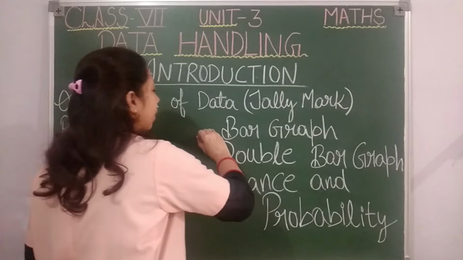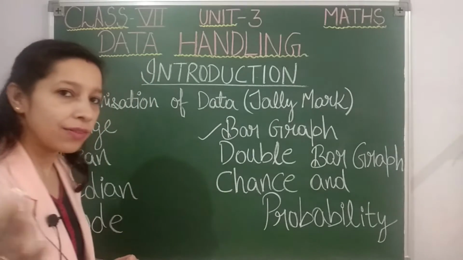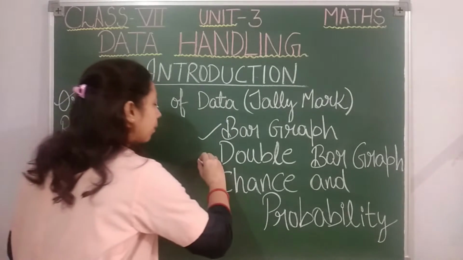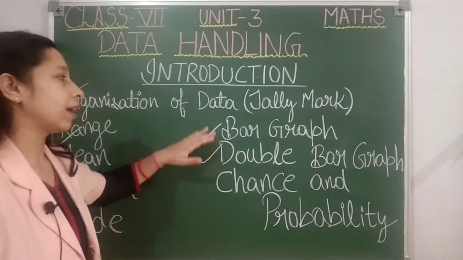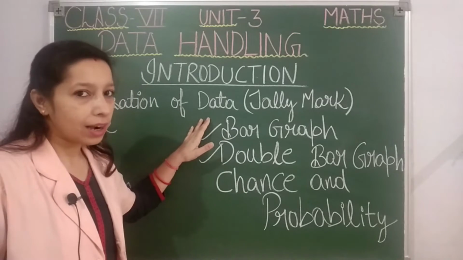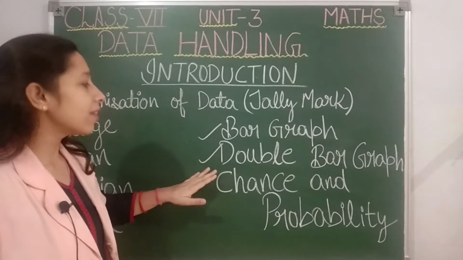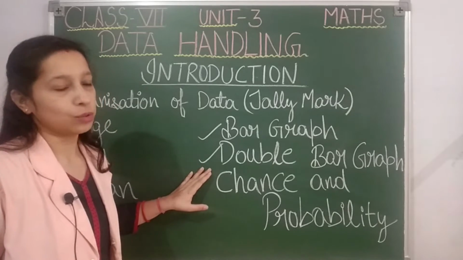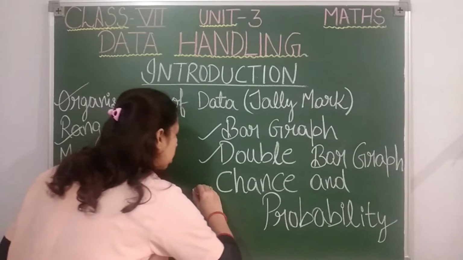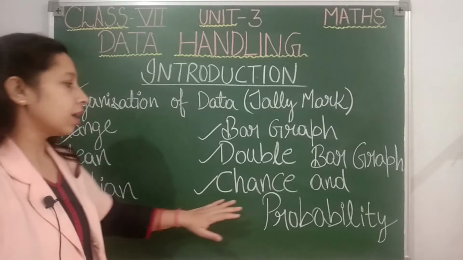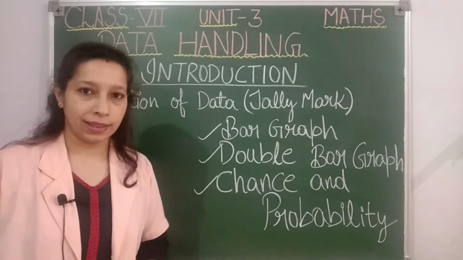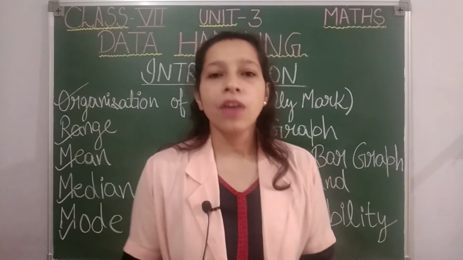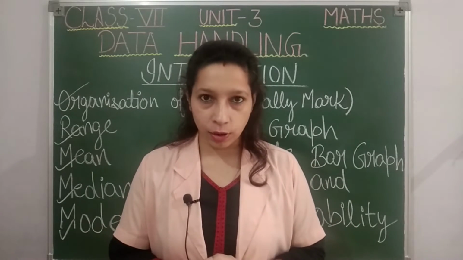Then we will study about bar graphs. Again, this topic is clear to you. Now in 7th standard, you will learn about double bar graphs. In 6th standard, you have already learned about bar graphs, isn't it? Now in 7th standard, the new thing is we are going to draw double bar graphs, students. Then one more new thing you are going to study in this chapter is chance and probability. So these are the topics that we will cover in this introduction video, students.